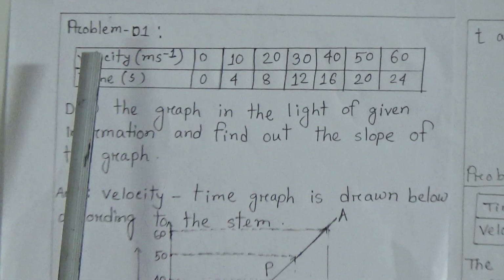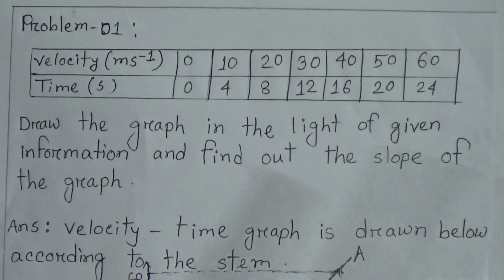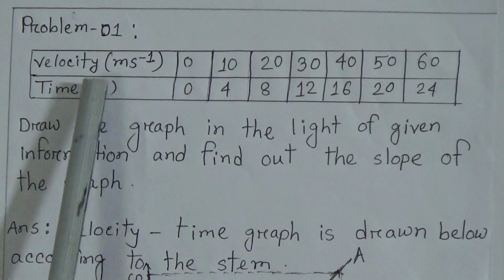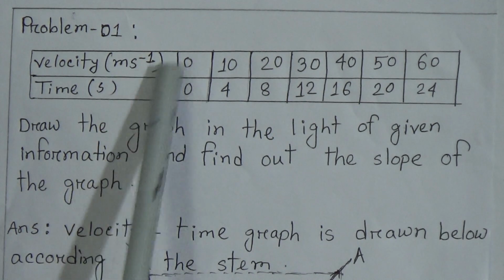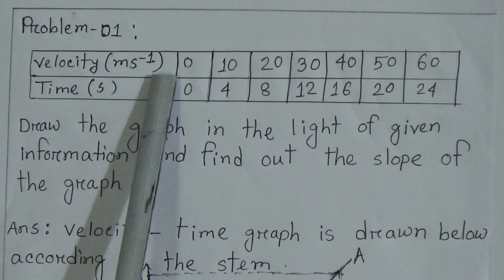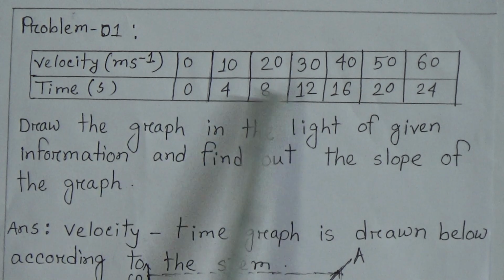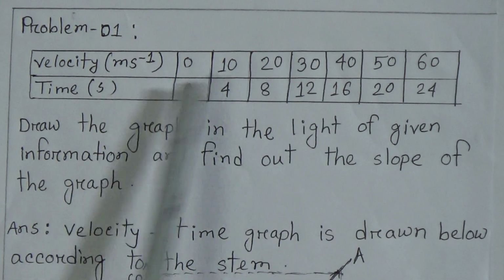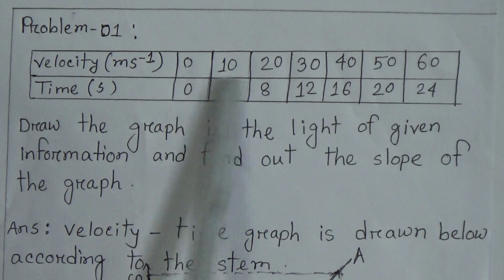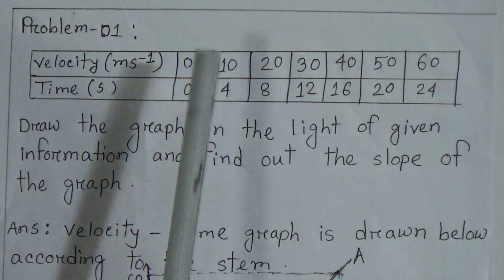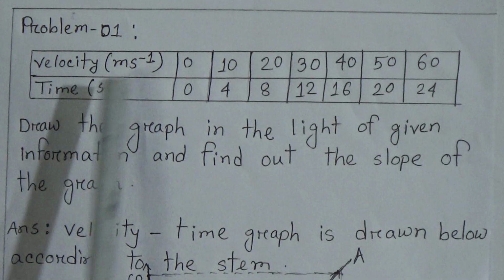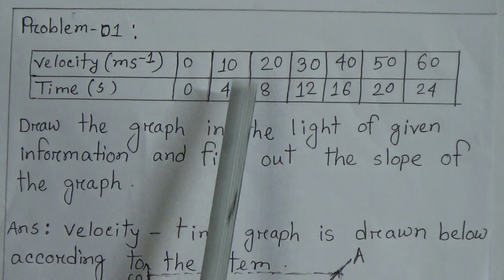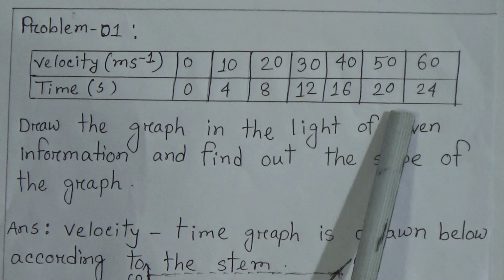Here I have given problem 1 and problem 2. Okay, this is the question. Here the velocity is given in meter per second, and time is given in seconds. See this box. Velocity 0, 10, 20, 30, 40, 50 and 60, and time 0 seconds, 4, 8, 12, 16, 20 and 24.